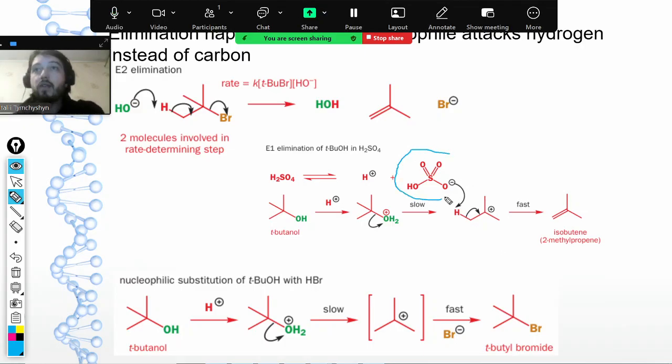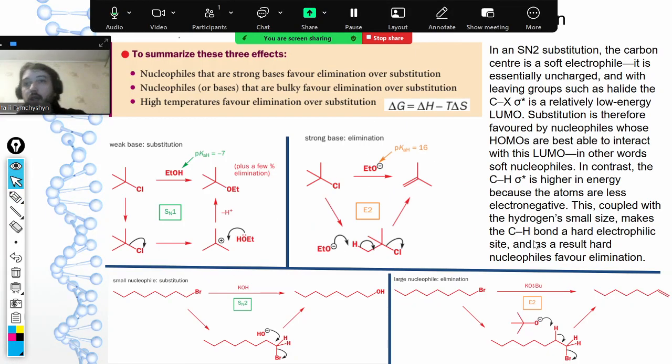For example, this is the conjugate base of the sulfuric acid. The conjugate base may like to get some protons, so it may abstract a proton from this molecule. We have electrons that flow here, basically creating a double bond, and at the end of the day we get isobutene, or 2-methylpropene. So that's what we get.